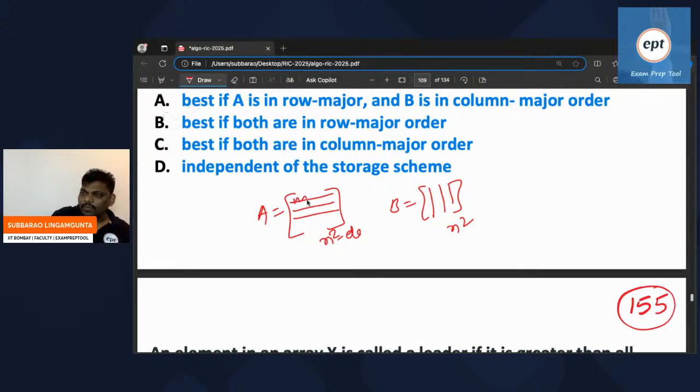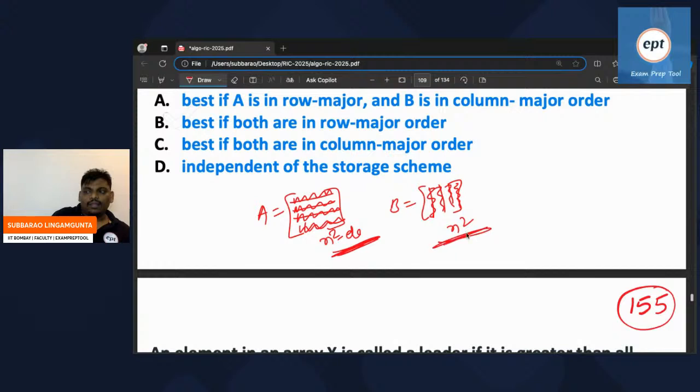The first row will multiply with all columns: first row first column, first row second column, first row third column, and so on. Next, second row first column, second row second column, second row third column, and so on. Third row first column, third row second column, and so on. If you observe clearly, here you are covering all elements, and here also all elements. If you cover all elements, how does row major or column major matter? How many elements are you covering? Here also n square elements.